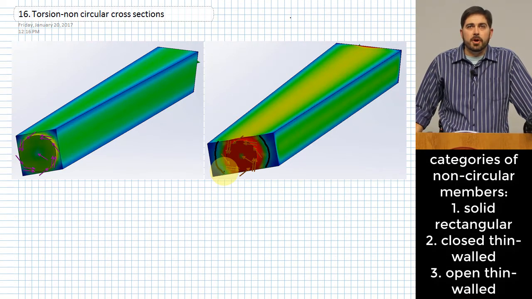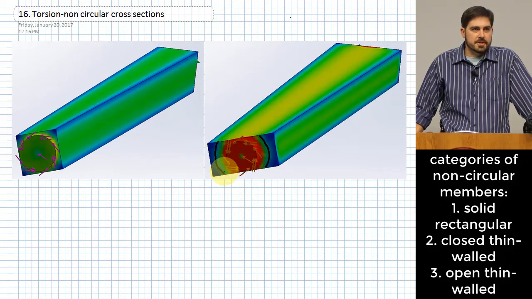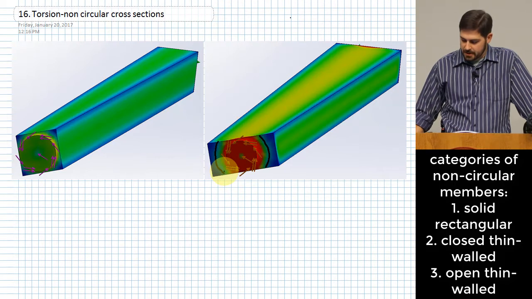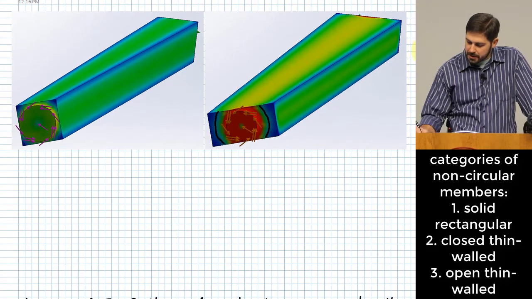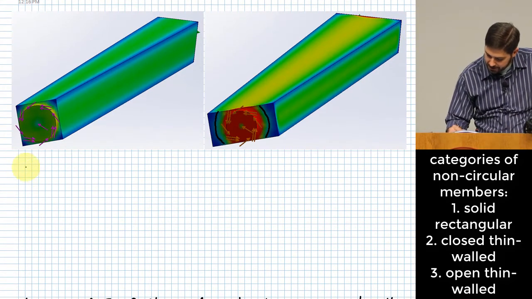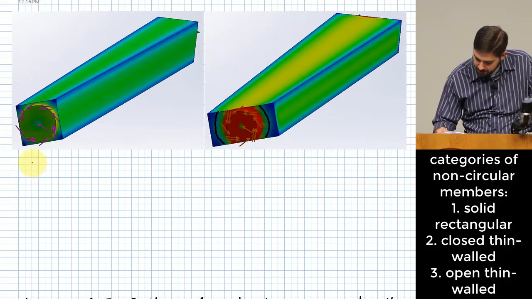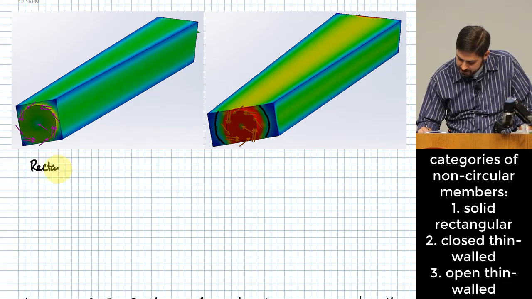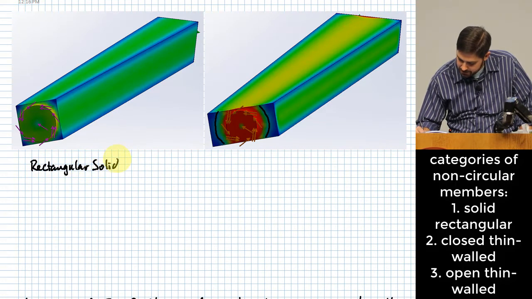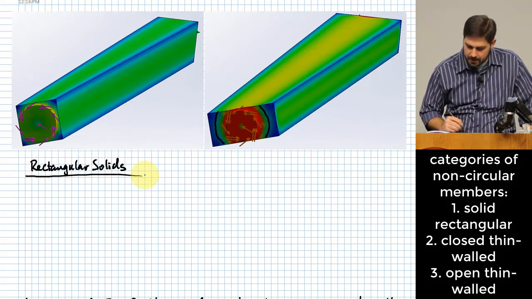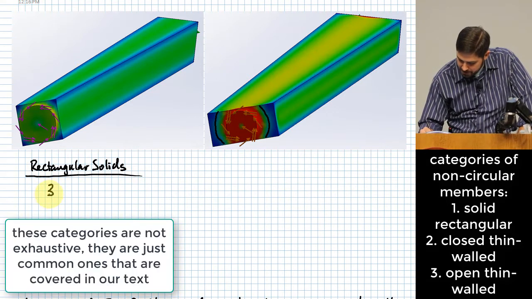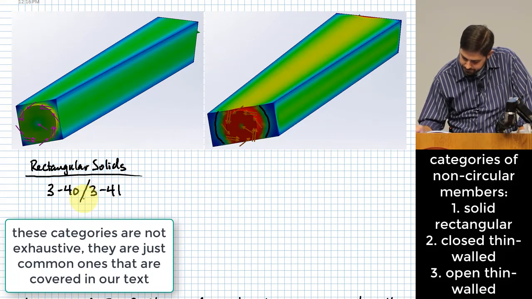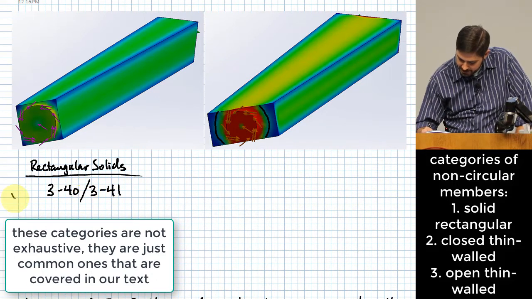The other type of cross sections that we're going to look at are what are called thin-walled cross sections. For thin-walled cross sections, they are sort of split into two categories. Let me put this on here. Here we're basically talking about rectangular solids. That's what I just mentioned here, rectangular solids. There are a couple of equations for those. Let me just write these down, 340 and 341. That's on page 116.